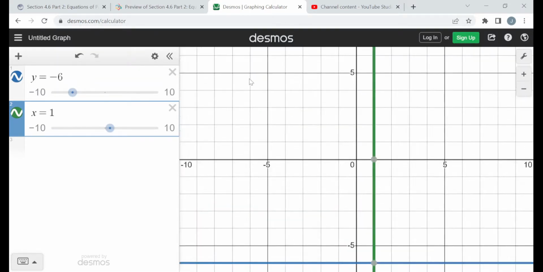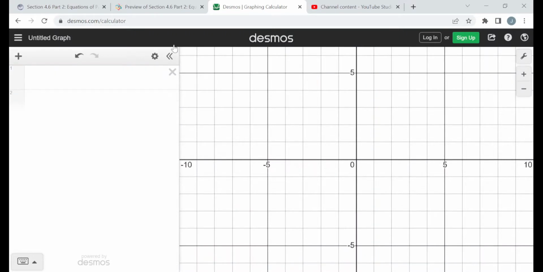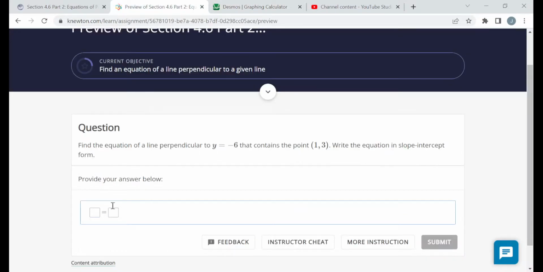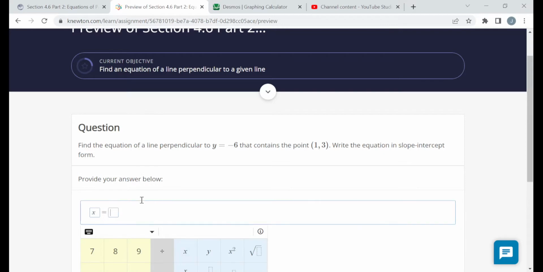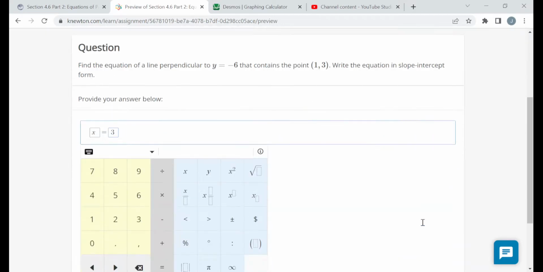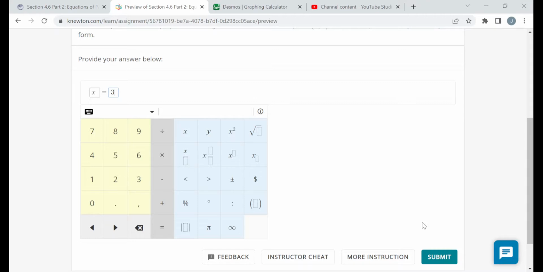So that one's not nearly as tricky as some other ones might be. But it's not in slope-intercept form. I would just leave that feedback for Newton. Say, hey, the answer here isn't in slope-intercept form. There's no y in the equation.